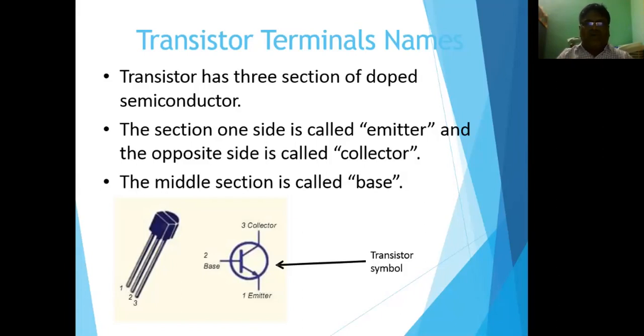The transistor consists of three terminals: one is the emitter, the second is the base, and the third is the collector. Emitter and collector are on the sides, and in between the base is there. This diagram is the transistor symbol, either for an NPN or a PNP transistor.